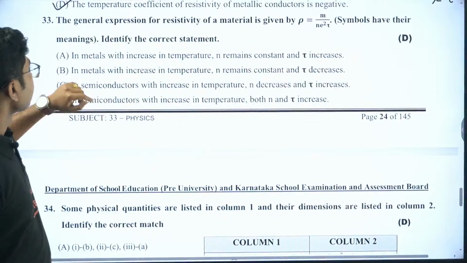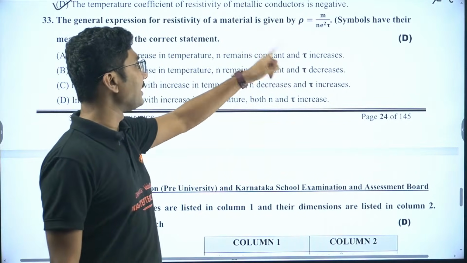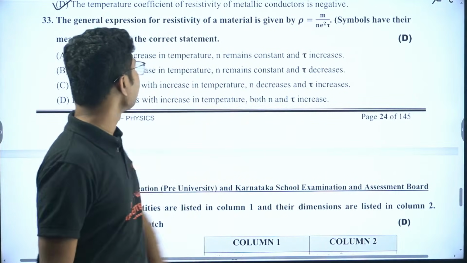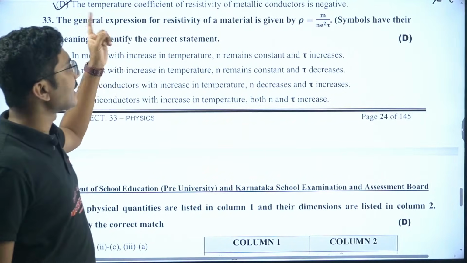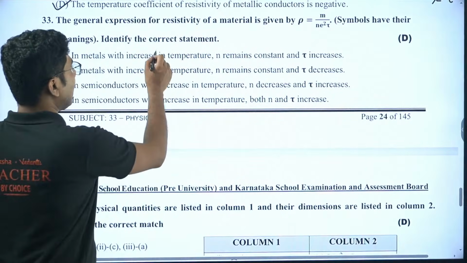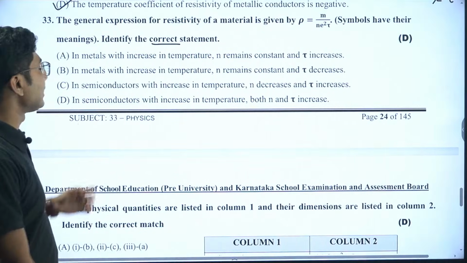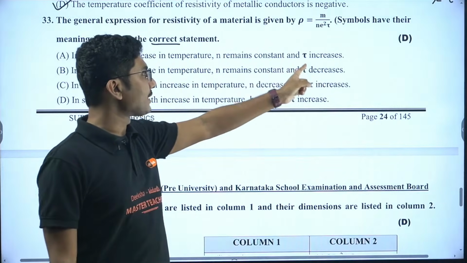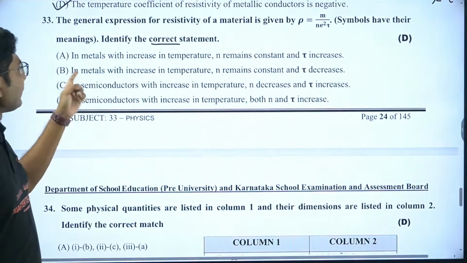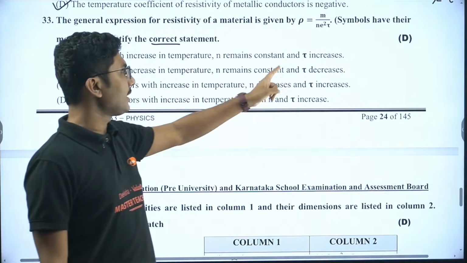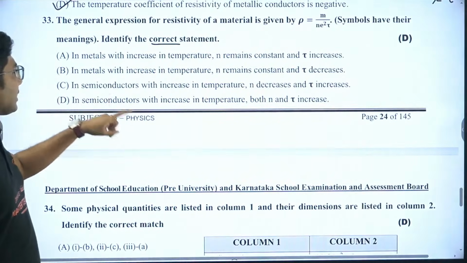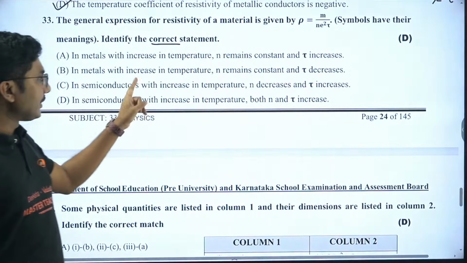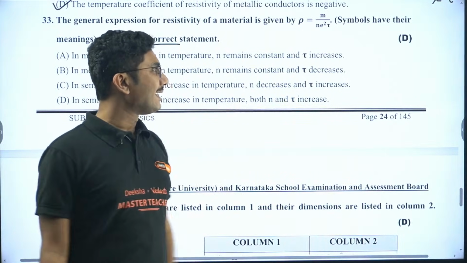Next question. The general expression for resistivity of a material is given by rho equals m upon n e square tau. Symbols have their usual meaning. Identify the correct statement. Again, correct statement means three are incorrect, one is correct. In metals with increase in temperature, n remains constant, tau increases. In metals with increase in temperature, n remains constant, tau decreases. In semiconductors with increase in temperature, n decreases, tau increases. In semiconductors with increase in temperature, both n and tau increase.